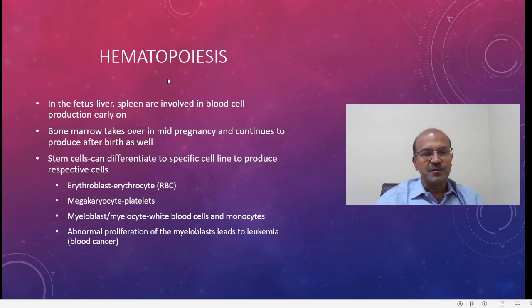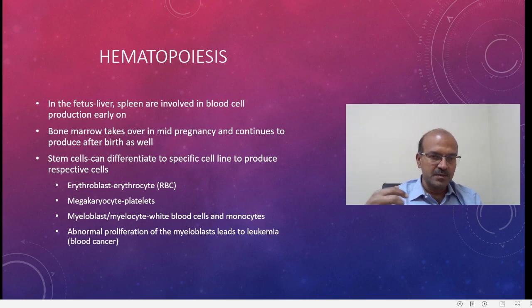Just a quick mention of hematopoiesis, which is the steps involved in producing the blood cells. So usually when the baby is in the womb, in the fetus stage, the liver and the spleen are involved in blood cell production. Towards the middle of the pregnancy, the bone marrow, which is the site that produces the cells in children and adults, takes over. The bone marrow is a fluid-filled, vascular area in the middle of the bones, especially the long bones like the thigh bone, and the hip bone has a lot of bone marrow as well.